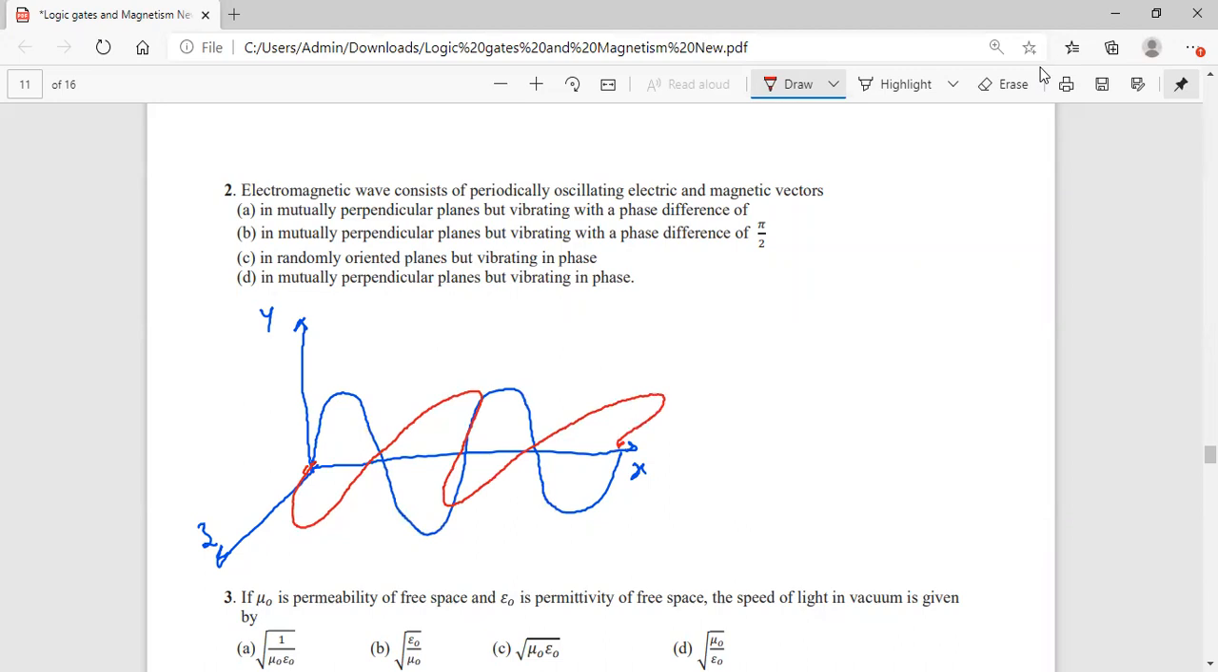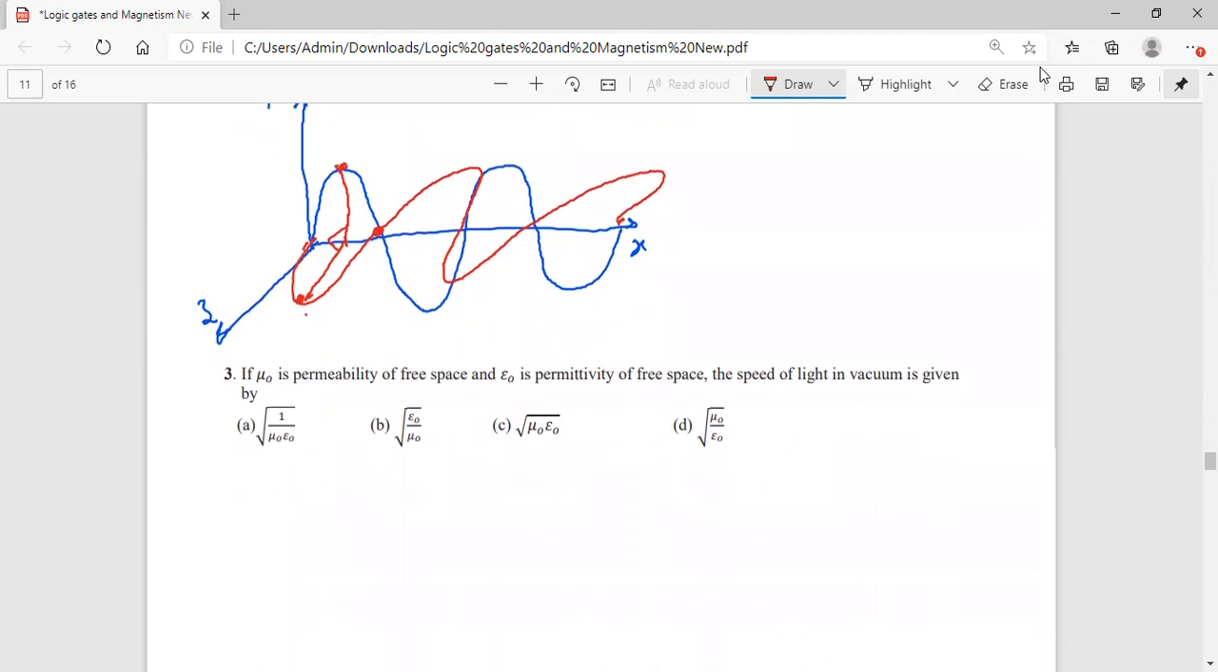Now, here electric field vector and magnetic field vector are what? Mutually perpendicular. And another is electric field is maximum, where magnetic field is also maximum. Electric field is 0, magnetic field is 0. Therefore, they are in what? Phase. Therefore, both electric and magnetic fields are oscillating in mutually perpendicular planes, but vibrating in phase is the correct answer. Option D is the correct answer.